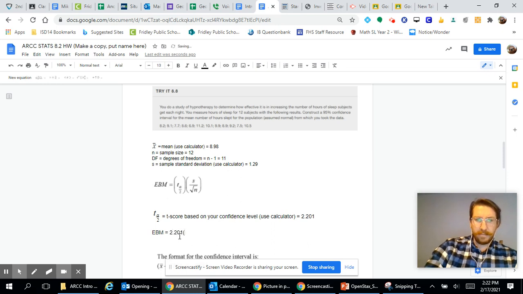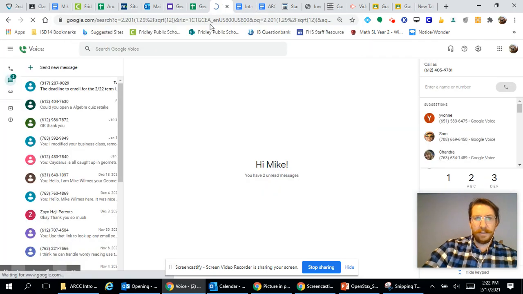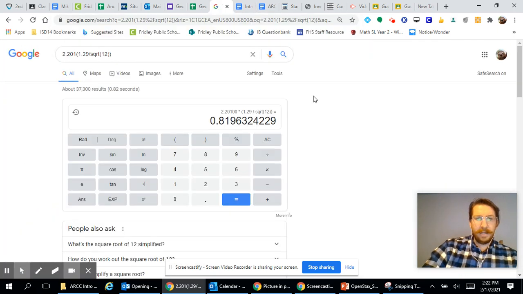2.201, s is 1.29 divided by the square root of n, which was what, 12? There we go. So that's plugging all of our numbers into this equation. There's our t, there's our sample standard deviation, 1.29, and the square root of 12. So I can just take all that, put that right here into my calculator, 0.8196.